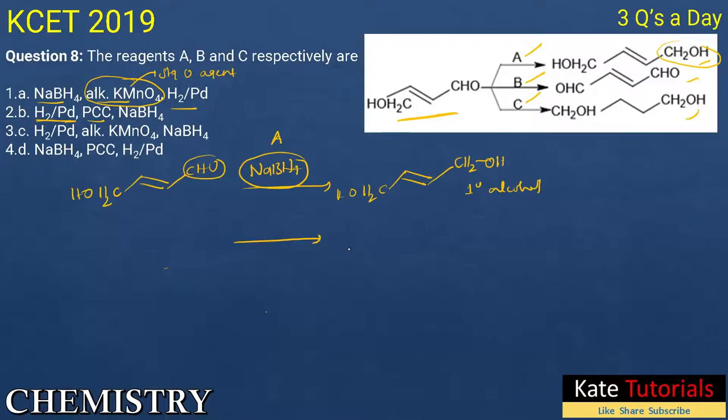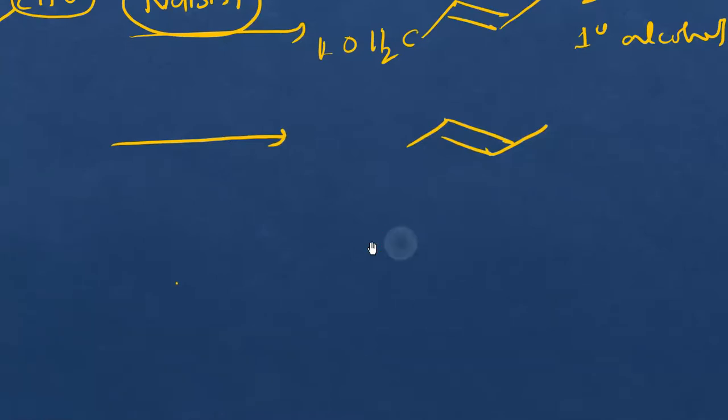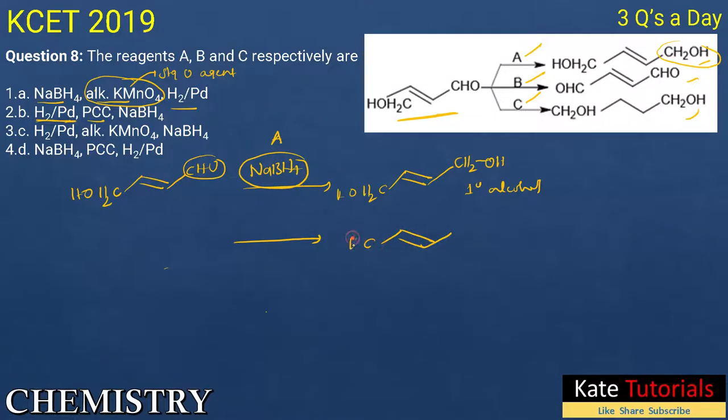The product is this one. CH2OH is there as it is, the C double bond is there as it is, but here CHO. The product for B also has CHO; here also I have got CHO, and here also I have got CHO. Means I have to oxidize this CH2OH, right?